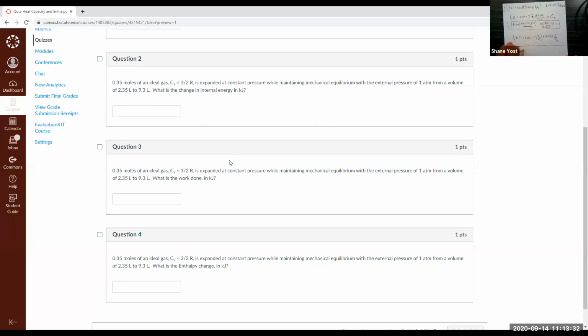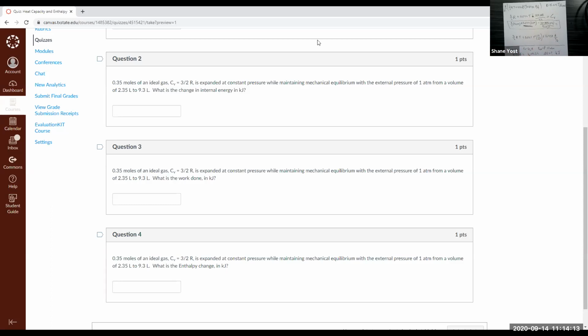0.5 moles. Constant pressure, maintaining mechanical equilibrium. The external pressure is 1 atm. The initial volume is 2.25 liters. Sorry, I'm writing down the information here. The final volume equals 9.3 liters. And the question is, what is delta U, in kilojoules?